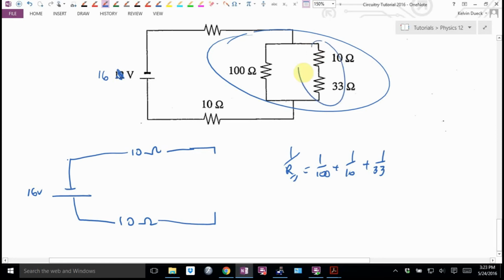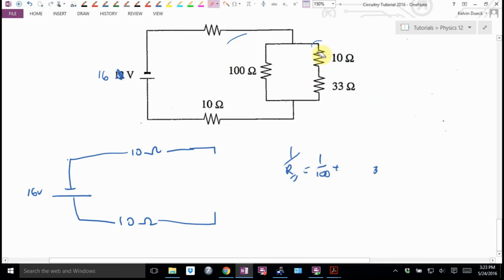Okay, these two are in series. Those two are in series, but kids do that one all the time. So instead, it's going to be 1 over R parallel equals 1 over 100 plus, if these two are in series, what can I replace them with? Yeah, a 43 ohm resistor. So I'm going to do that part.